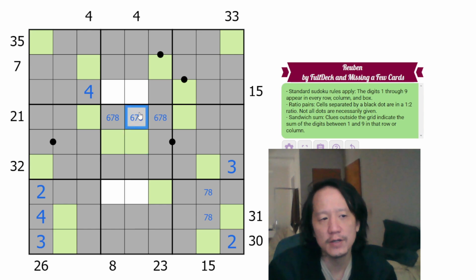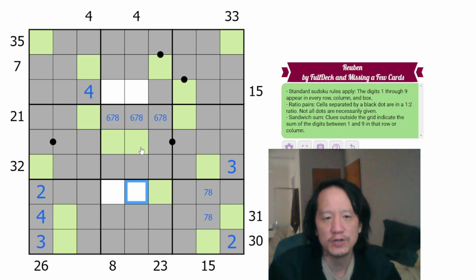This cannot be 4 because it has to be 6, 7, or 8. Therefore, the ones in between a bun have to be here. So this is a 4, which makes this a bun. Now we have 2 buns in that column, so this can't be there. That can't be a bun.